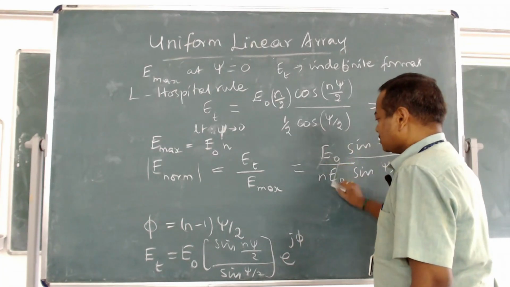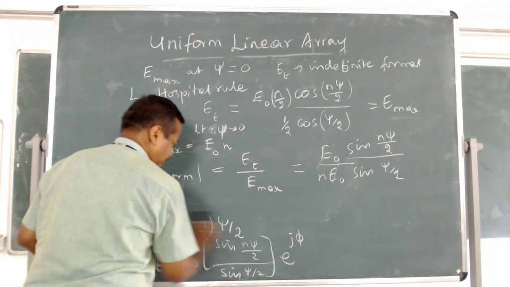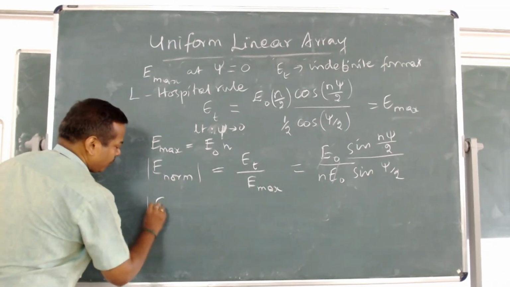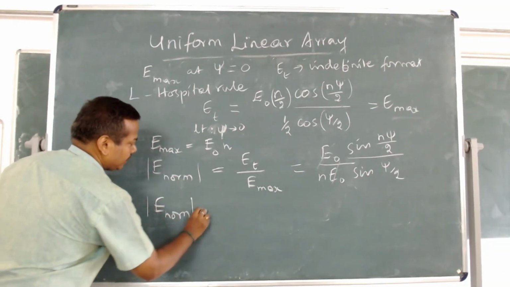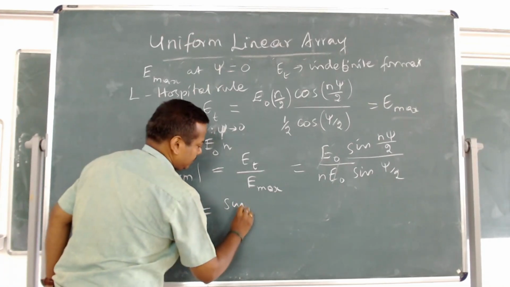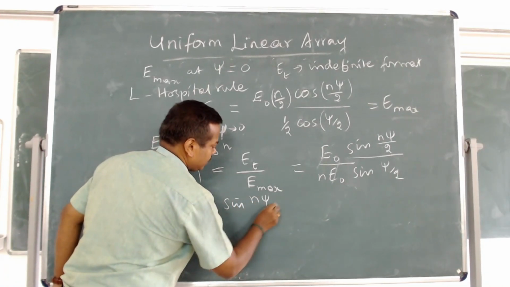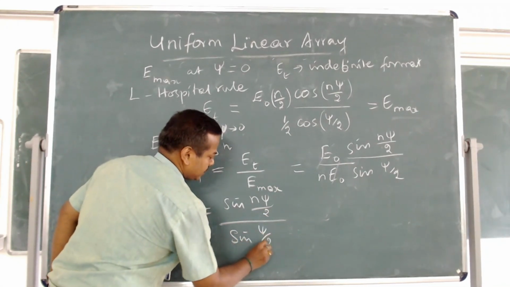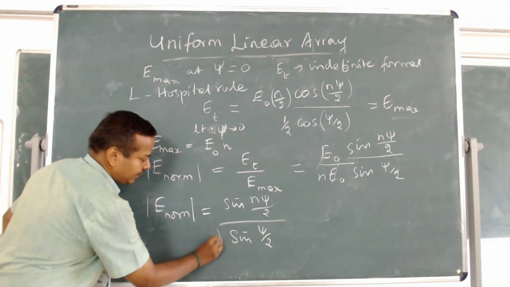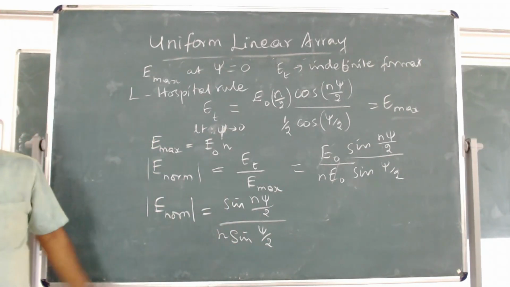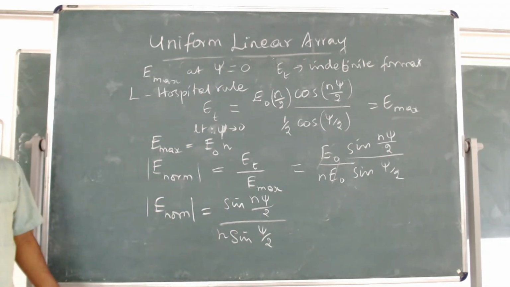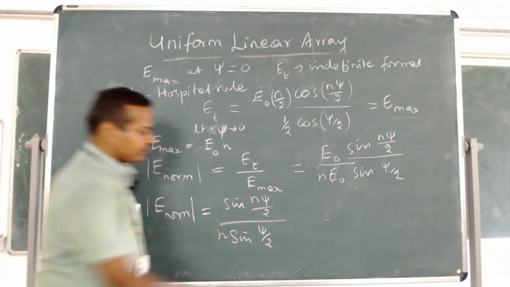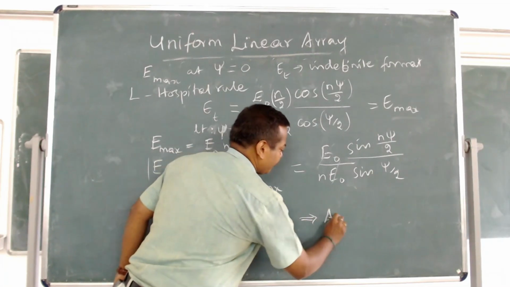Upon simplifying this, we get the magnitude of the normalized radiated field, equal to sin n psi by 2 divided by n sin psi by 2. So this is the normalized radiated field by the uniform linear array. This normalized radiated field is otherwise called the array factor.